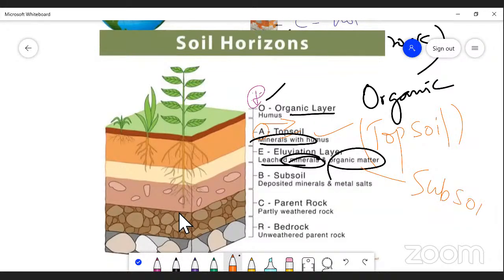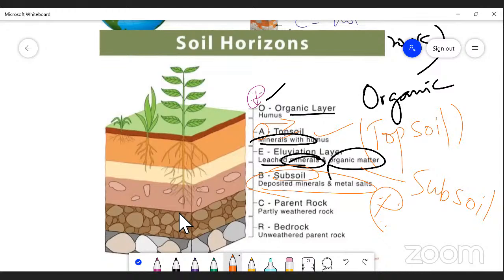As I said, the soil consists of different layers. The first one is the organic layer, followed by topsoil, and then subsoil. If a question asks which of the following is known as subsoil, you just answer E, right? It is the subsoil portion, which lies just next to the eluviation layer. In this layer, you can see the deposition of minerals and metal salts. So heavy metal salts are also present. The subsoil is a layer of soil that encloses the deposited minerals, and heavy metal salts are also present in the region, right?